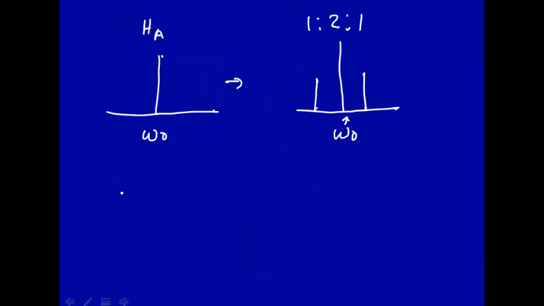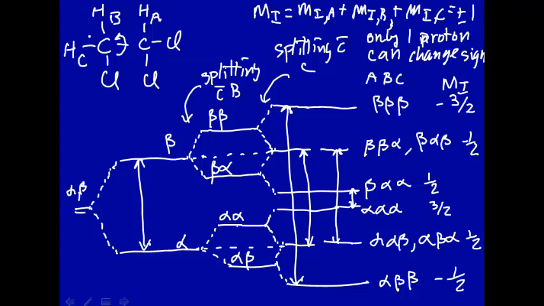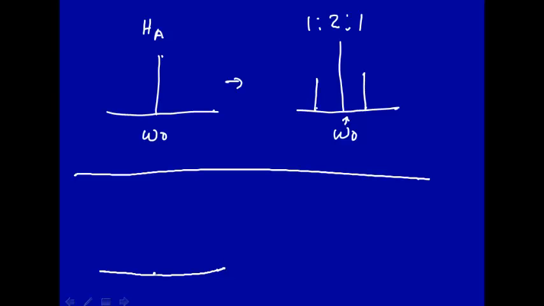Now let's look at the signal from HB and HC. Since HB and HC are magnetically equivalent, they'll occur at the same place. So if we look at a spectrum just of that without spin-spin coupling, what we will find is a single peak corresponding to HB and HC. The intensity of this peak will be twice that because this arises from two protons.